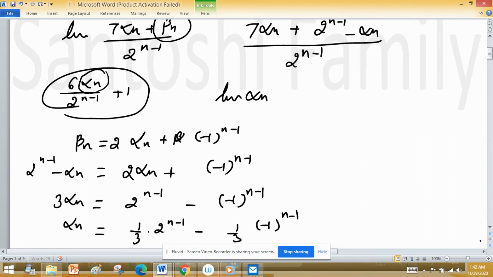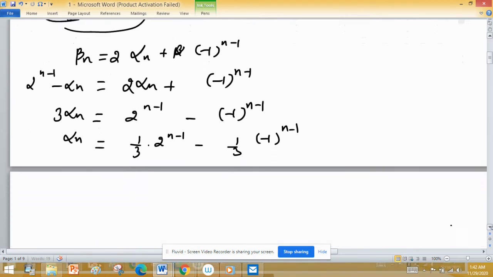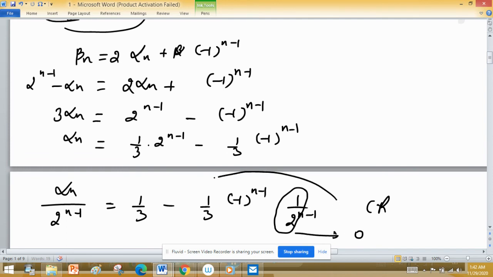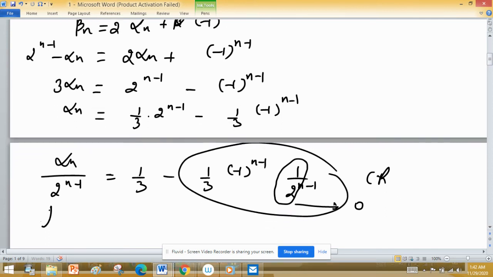I can include this one also. So alpha n divided by 2 raised to the power n minus 1 will be 1 upon 3 minus 1 upon 3 times minus 1 raised to the power n minus 1 divided by 2 raised to the power n minus 1. This is a geometric series with common ratio half. When n tends to infinity, then this one will go to 0. So the entire term is 0. Now the limit of alpha n divided by 2 raised to the power n minus 1 is equal to 1 upon 3.